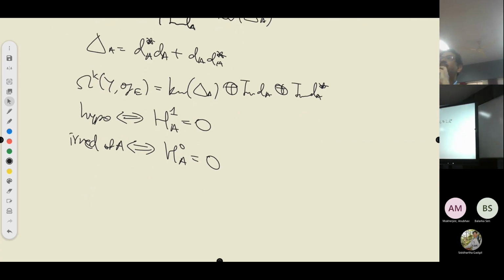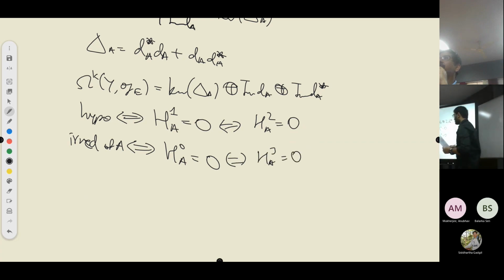Another thing I ought to point out is that there is a version of Poincaré duality for these cohomology groups, and so this is also equivalent to asking for H2_A to be equal to 0, and similarly equivalent to asking for H3_A to be equal to 0. So the good class of connections would be those that are irreducible and satisfy the hypothesis, which is that all these cohomology groups vanish. This is what our notion of non-degeneracy is going to be now.